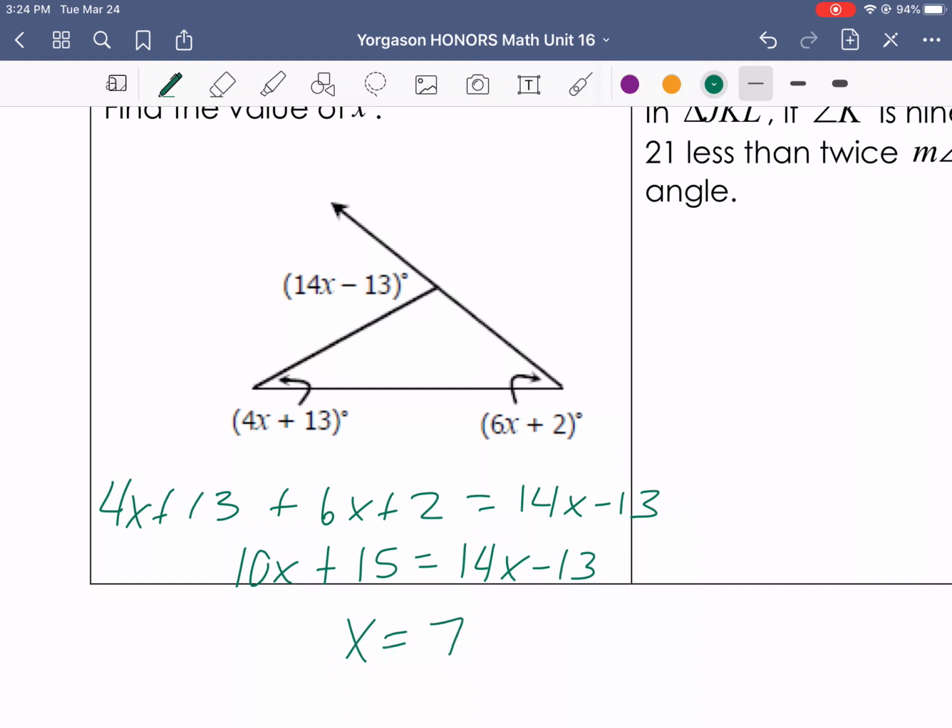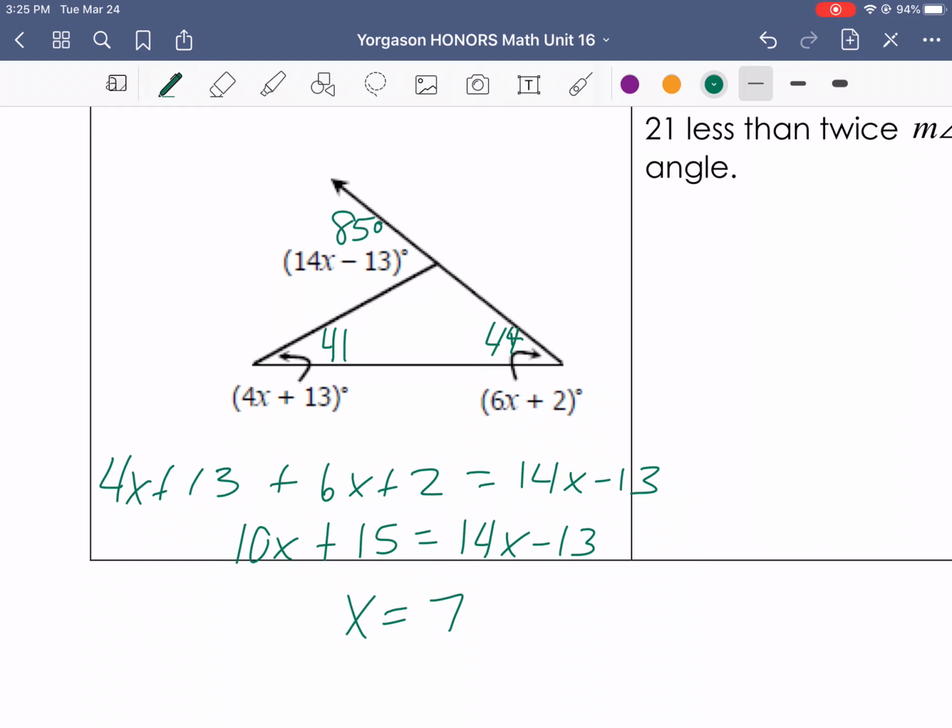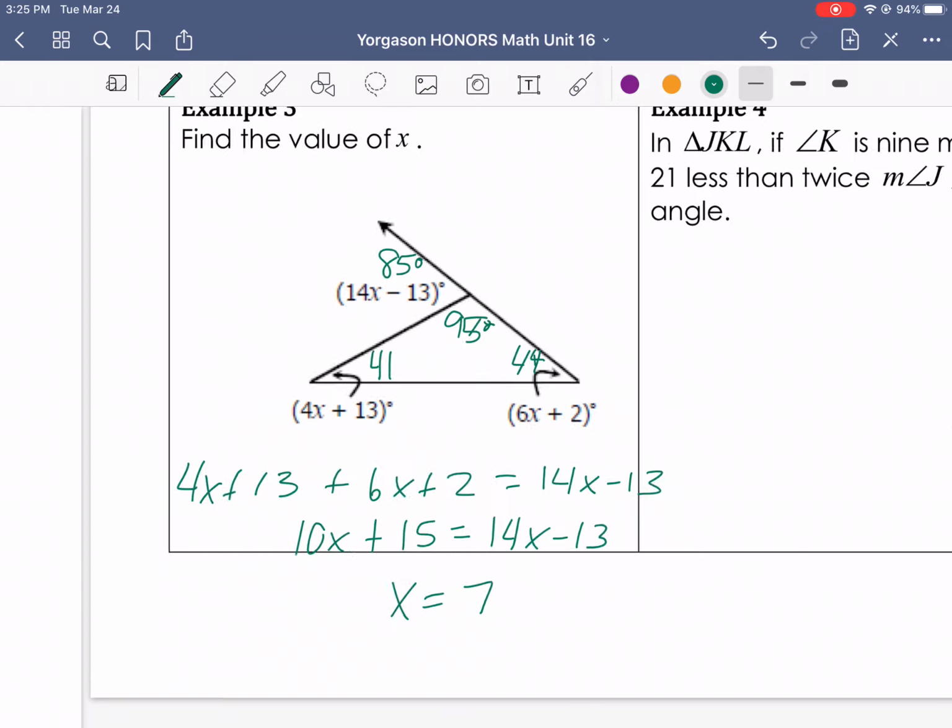If I plug it in, because I like doing that to see if it really worked out like I thought, I would get 44 degrees for this inside one. Maybe I should have written it inside. And 41 degrees on that other one. And then this external angle would be 85 degrees. So their sum should work. Now, do we have enough information that we could figure out that missing angle? Yes, right? It should be 95. Oh my goodness, having trouble writing there. Okay. So anyway, good information.